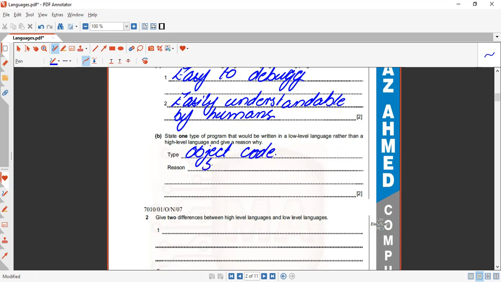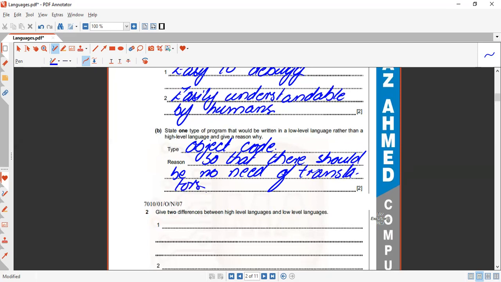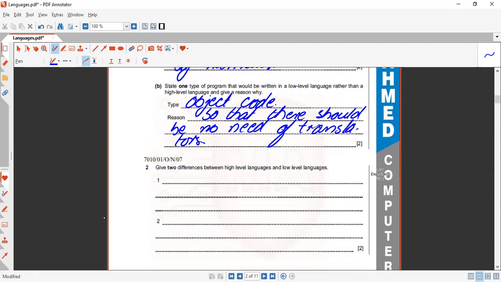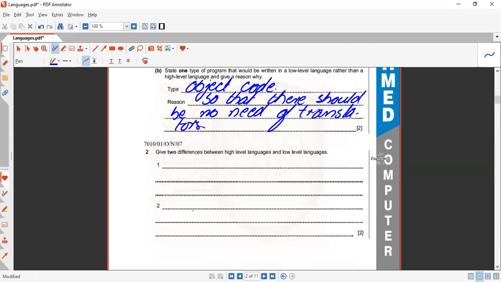And reason, so that there should be no use of the, yeah, what will not be required? Yes, what is the thing that we do not require if you are writing a program in the object code? Sir, a translator. Very good. Okay. Give two differences between high level languages and low level languages.